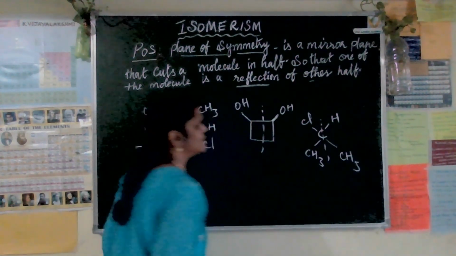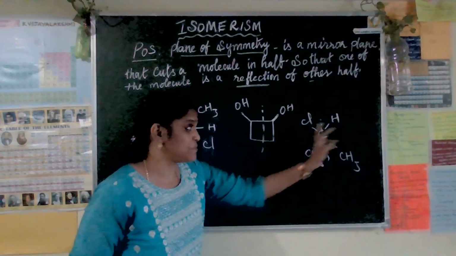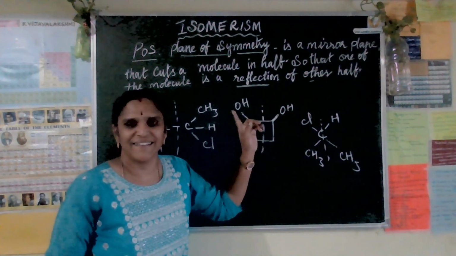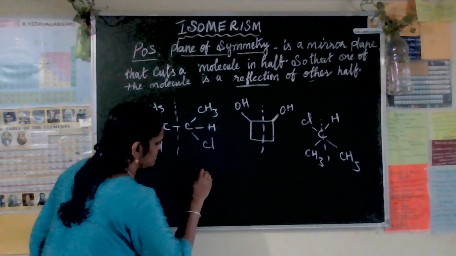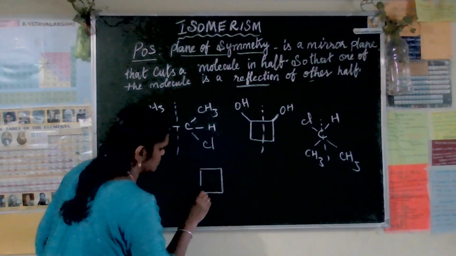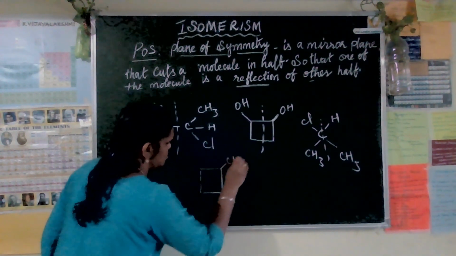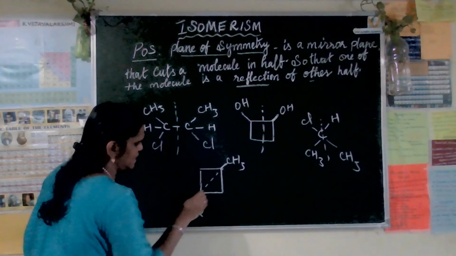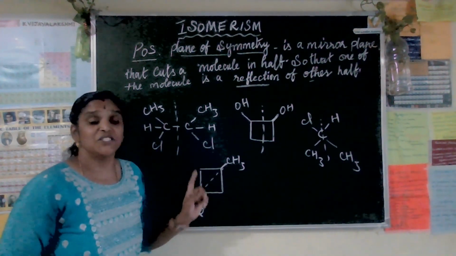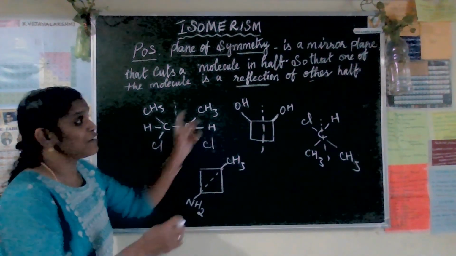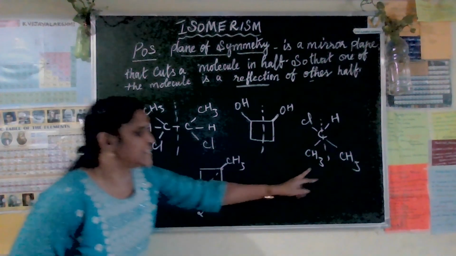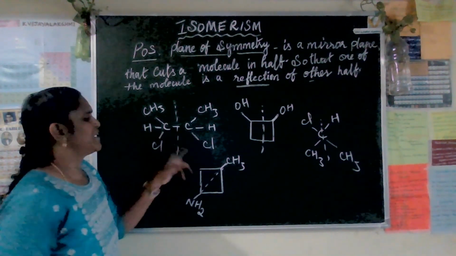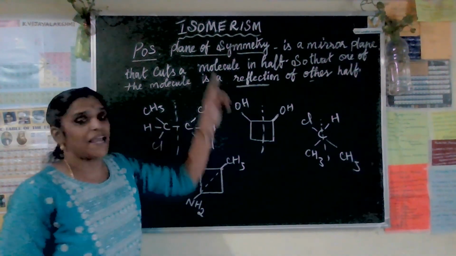When we cut, what happened? Both sides, this may be opposite, but here this is a mirror plane, which is not possible for an optical isomer. One more example. This side CH3 and this side NH2. When we cut this side, both sides are the mirror plane, a reflection of the other one. See, this side and this side are the same, and this side and this side are the same. So we can easily identify the plane of symmetry.